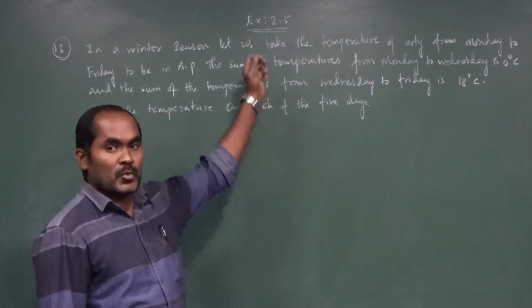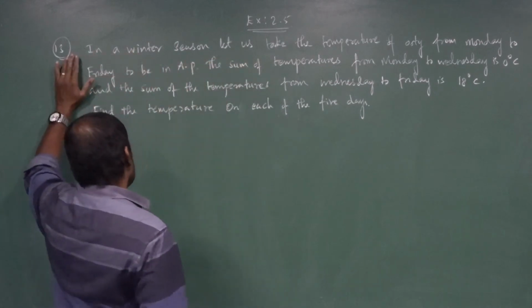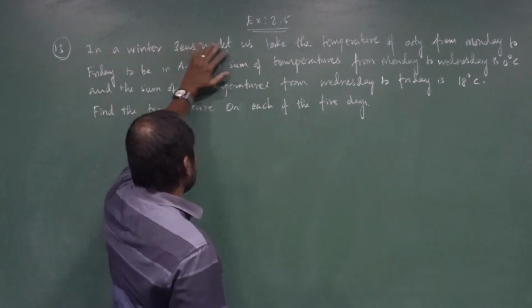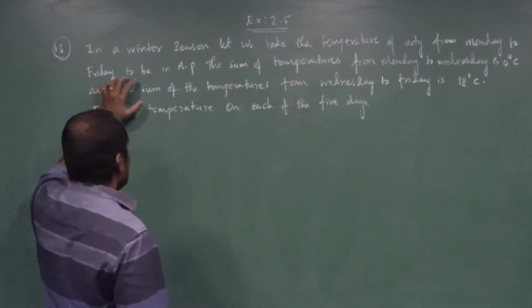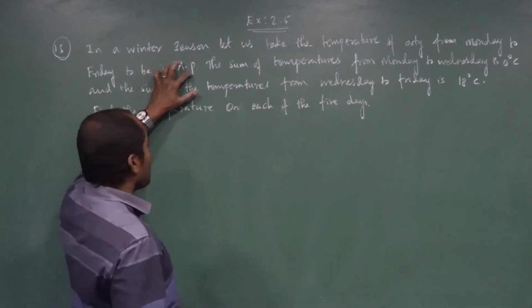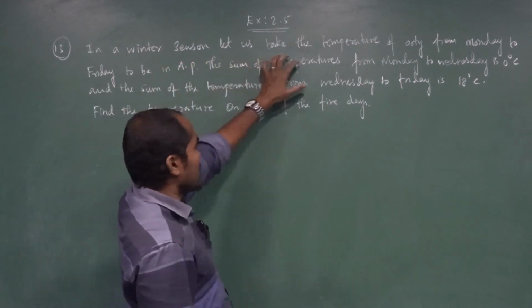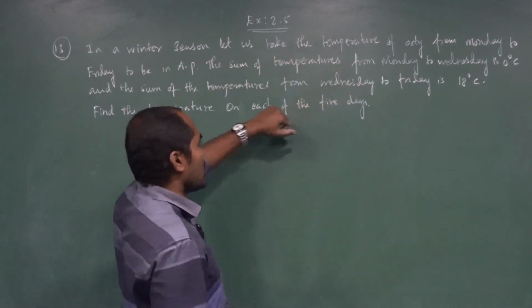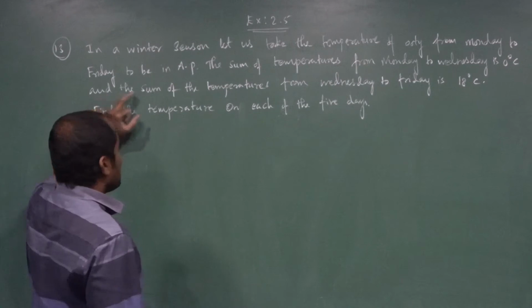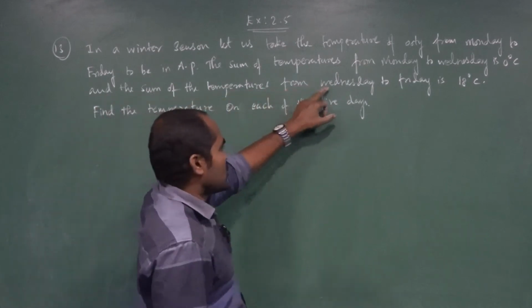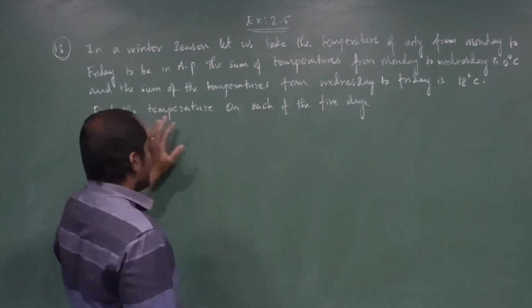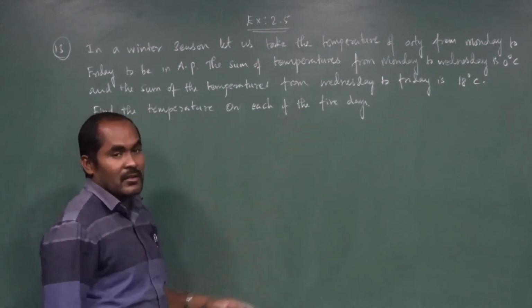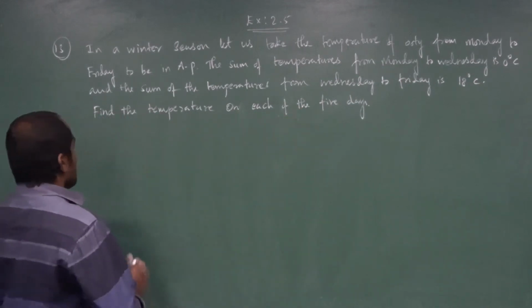Next, exercise 2.5, 13th sum. In a winter season, let us take the temperature of Ooty from Monday to Friday be in AP, arithmetic progression. The sum of the temperatures from Monday to Wednesday is 0 degrees Celsius. And the sum of the temperatures from Wednesday to Friday is 18 degrees Celsius. Find the temperature on each of the 5 days.